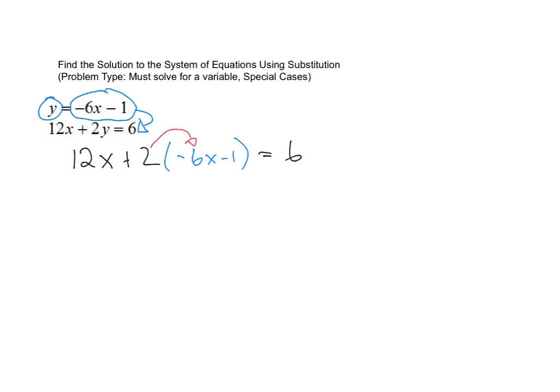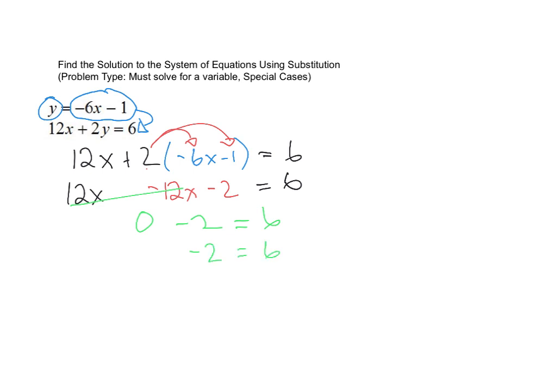Distribute if necessary. So 2 times negative 6 is a negative 12x. 2 times a negative 1 is a negative 2. And then bring down everything that we didn't use. Combine like terms. So 12x minus 12x just gives me 0. Negative 2 equals negative 6. This is not a true statement.